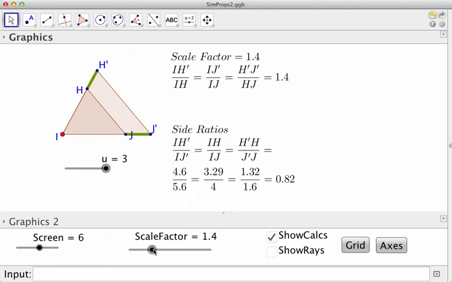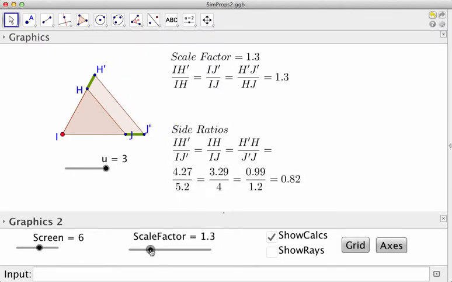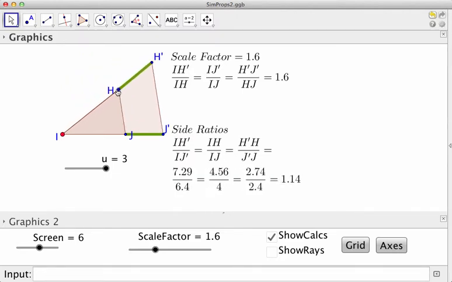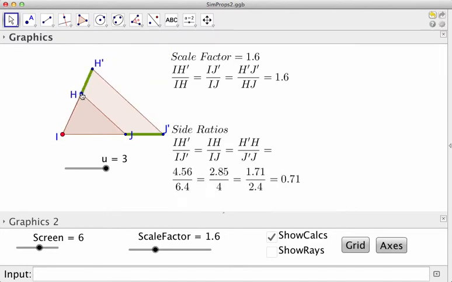And you can see that that holds true even as the scale factor changes. You can also see that those ratios remain constant. They're equal to each other, and they're always equal to 0.82. Now that changes, of course, if we change the triangle, because the particular side ratios of one side to another will change as the shape of the triangle changes. On the other hand, the scale factor ratio doesn't change as we change the shape of the triangle.